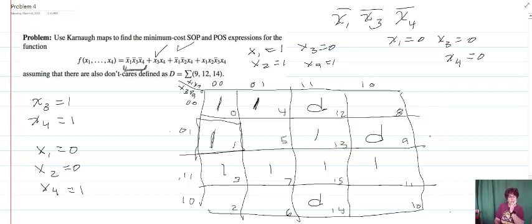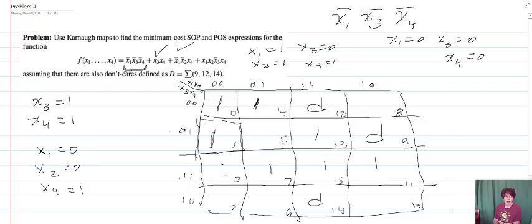Okay, so we are now going to look for the best cover. So we want to have the biggest groups possible and as few as possible. So first, let's look for a group of 8. And we don't have a group of 8. Now remember, we can use D's as 1s if it helps us. If it doesn't help us, we don't have to. So now we're going to look for groups of 4. And I see 4 groups of 4, but we don't need all of them.